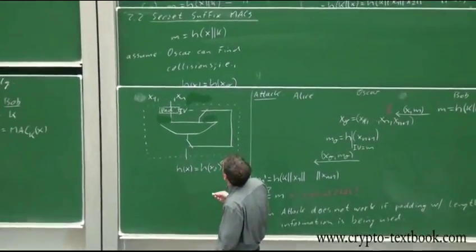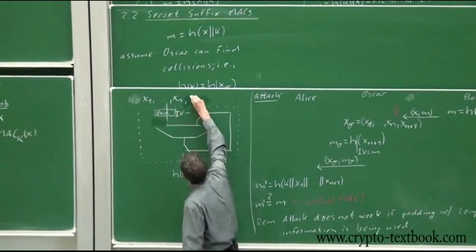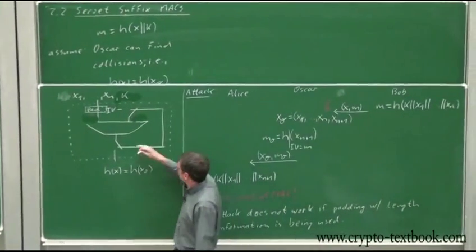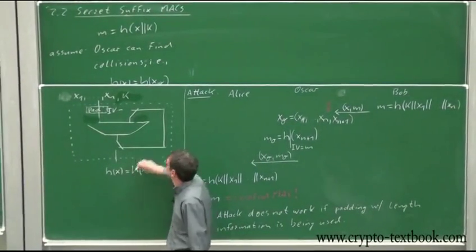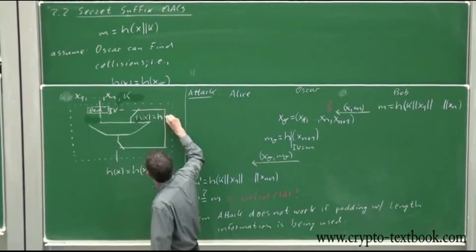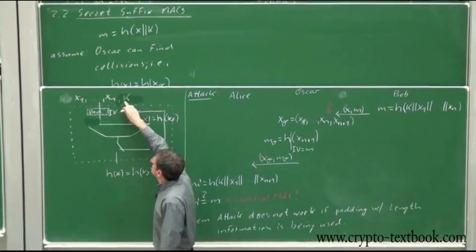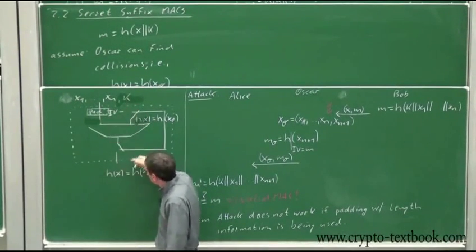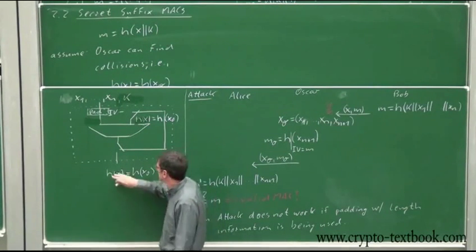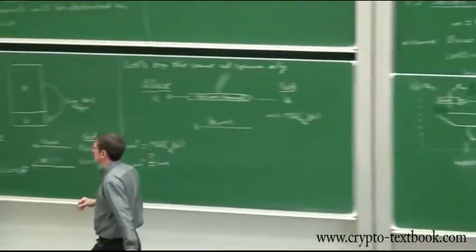But now, if we do secret suffix hashing, we append the key at the end here. And now we have a problem, because in both cases you have the same value here. You have h of x, which is equal to h of x0, and now, in both cases, if you append the key, you get the same output at this point. I should really get rid of this here. You could wipe that out.